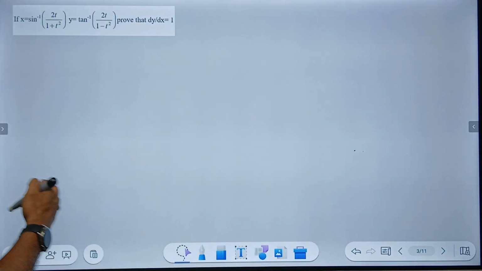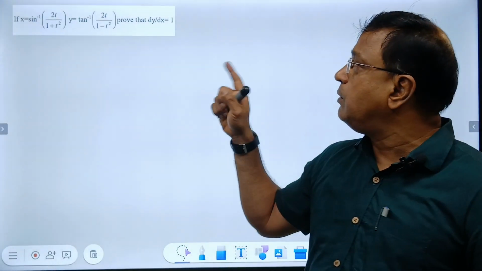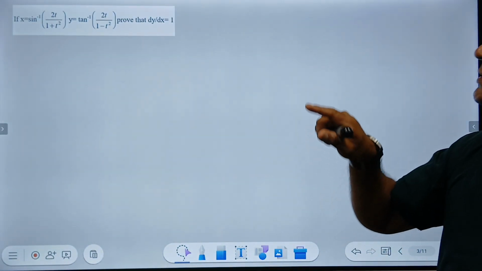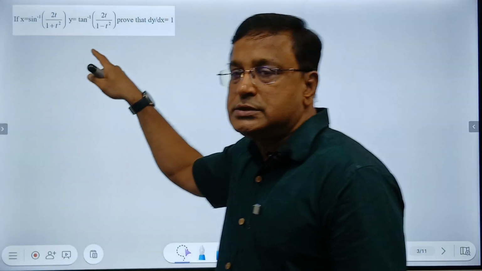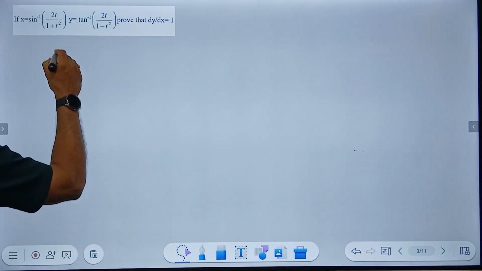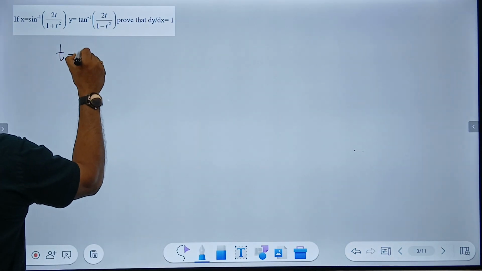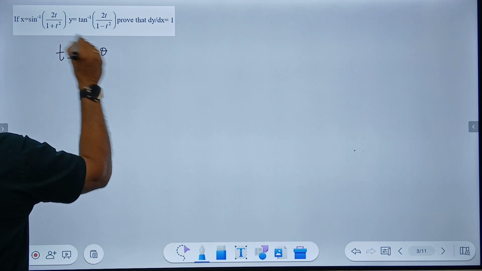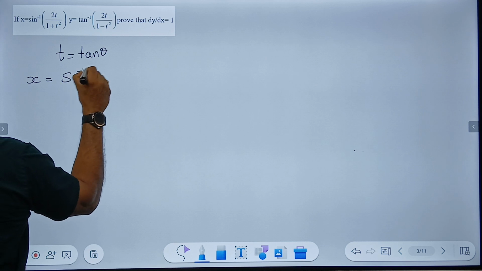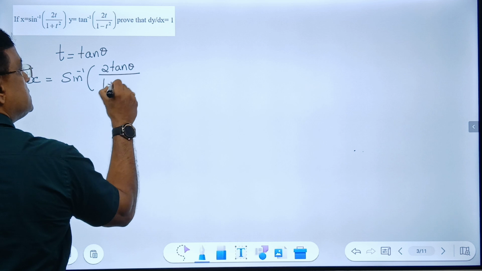So here, as a continuation of parametric differentiation, I have x is equal to sine inverse of 2t by 1 plus t square, and y is equal to tan inverse of 2t by 1 minus t square, and I have to prove that dy by dx is 1. Here my parameter is t. If you notice very carefully, this satisfies the sine 2A formula. So I will take t as tan theta. When I take t as tan theta, I get x is equal to sine inverse of 2 tan theta by 1 plus tan square theta.